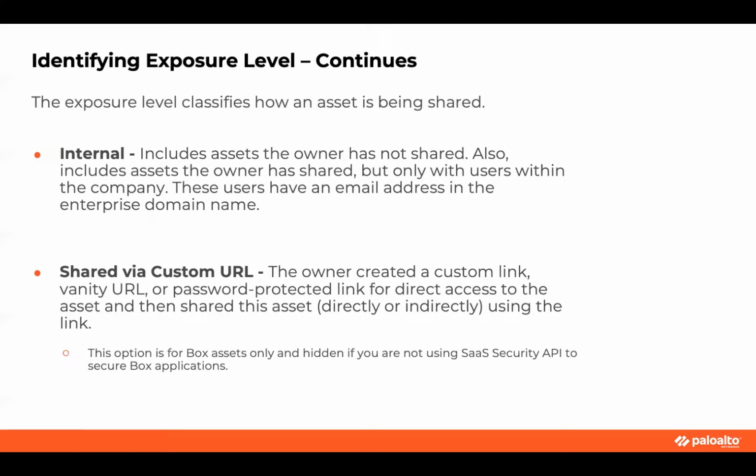Shared by custom URL is only for the Box asset and is hidden if you are not scanning a Box app. In this case, the owner created a custom link, vanity link, or password-protected link for direct access to the asset and shared this asset directly or indirectly using the custom link.